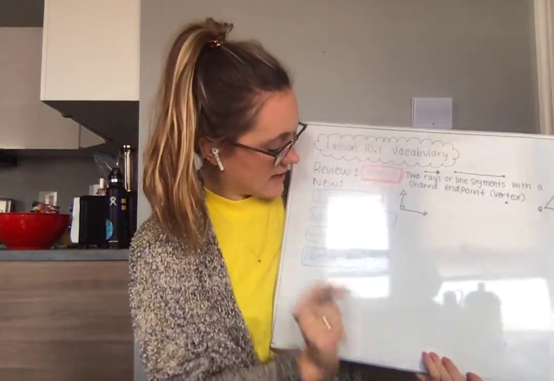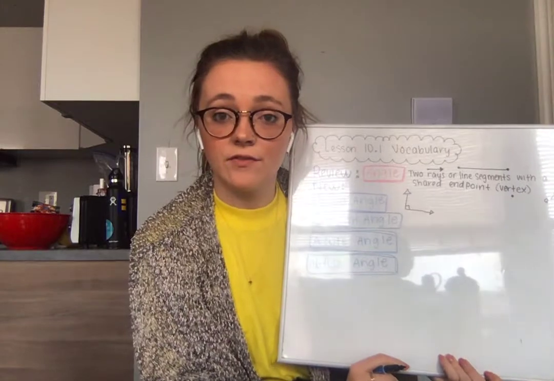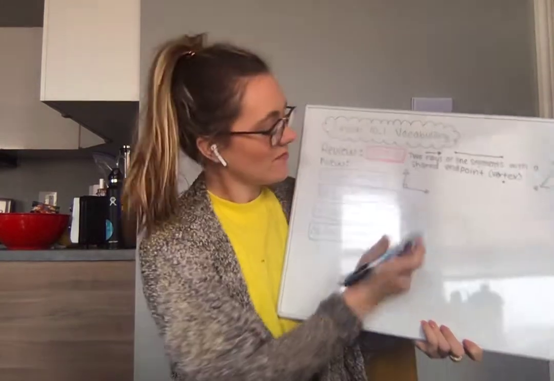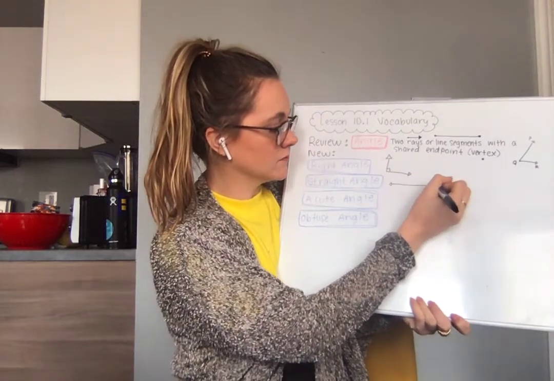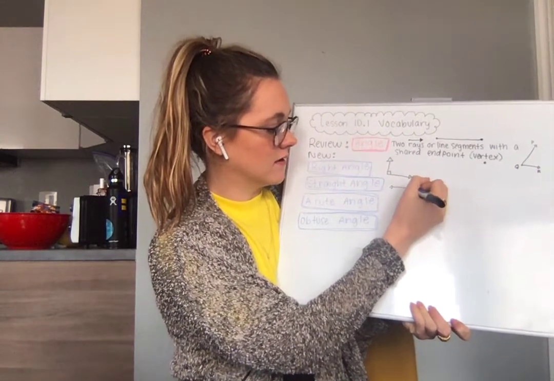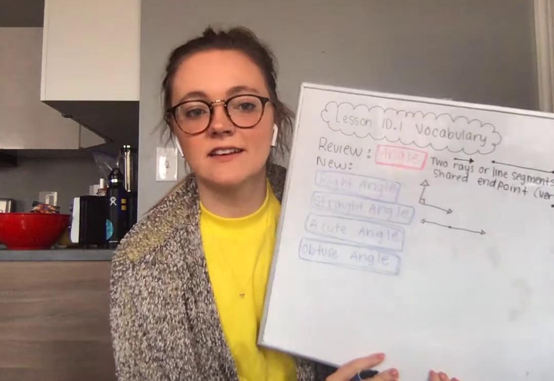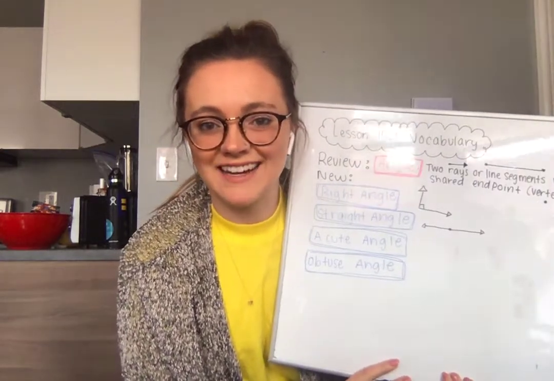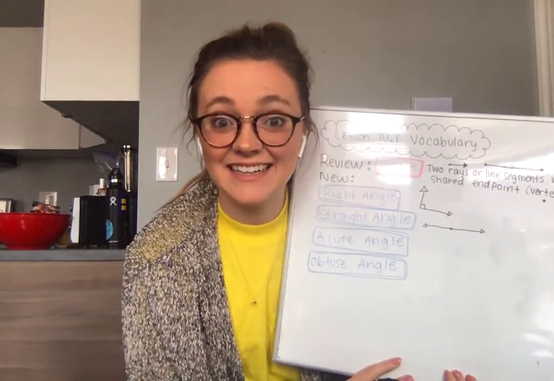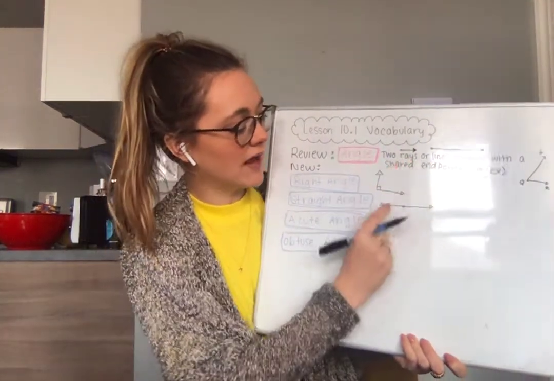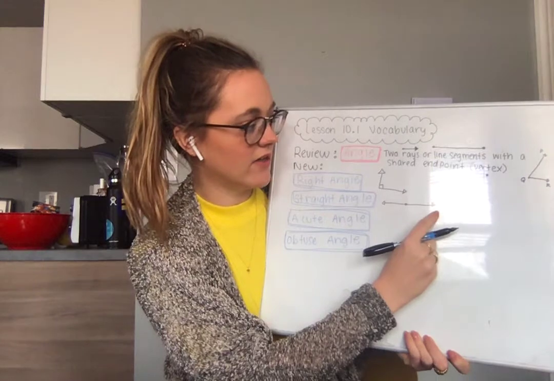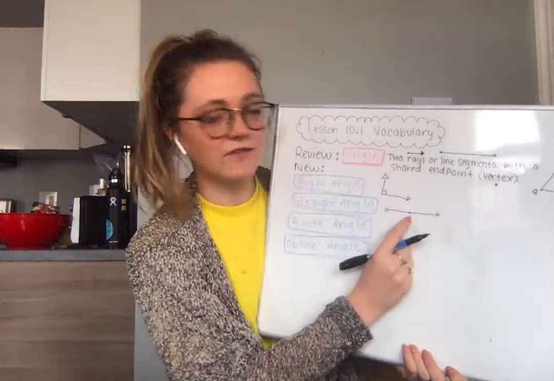Next, I want you to say straight angle. Say it at home. A straight angle looks like this. It's a perfectly flat, straight line. And technically, yes, that is an angle because it is 2 rays. Here's one, here's another, and they have a shared vertex.